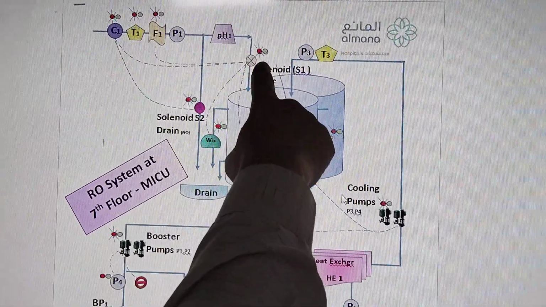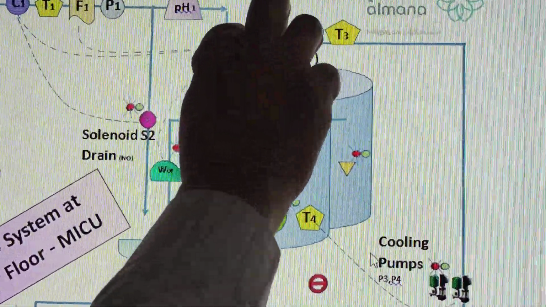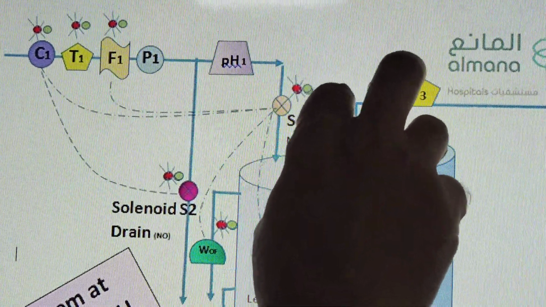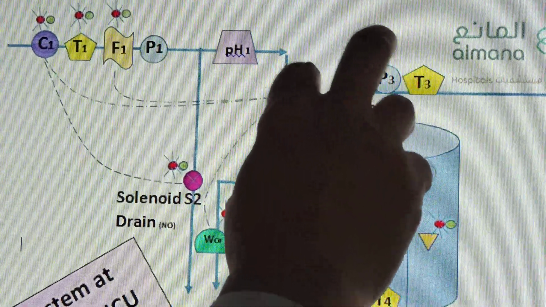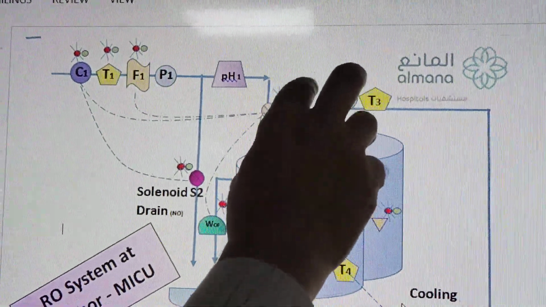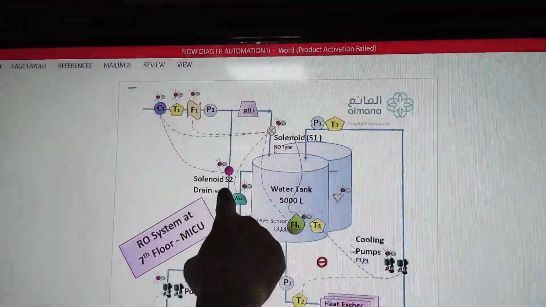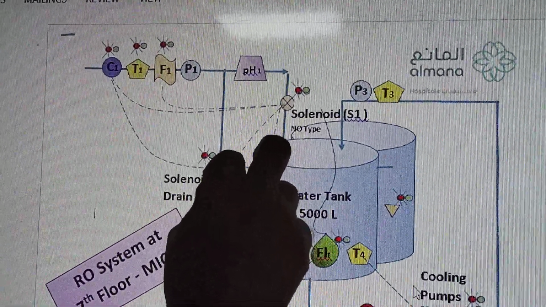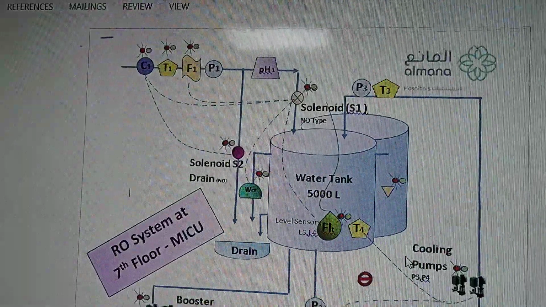It will be stopped by this solenoid. S1 is a solenoid. It will be switched off. This is a normally open solenoid. Whenever there is a fault, it will close. This is a normally closed solenoid, which will be closed all the time. Whenever there is a fault, it will open this solenoid, S2.